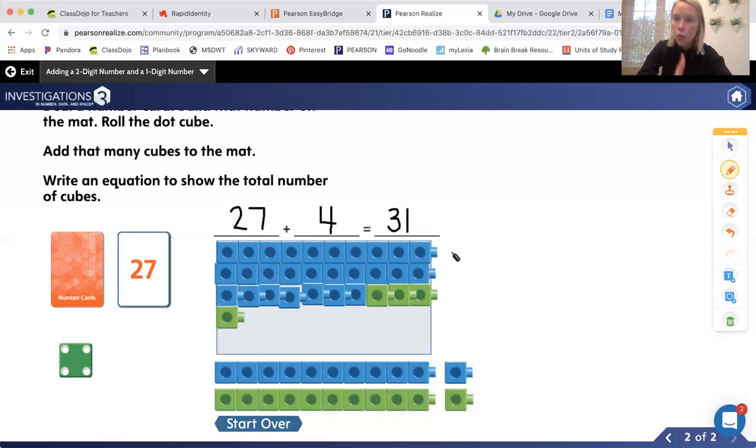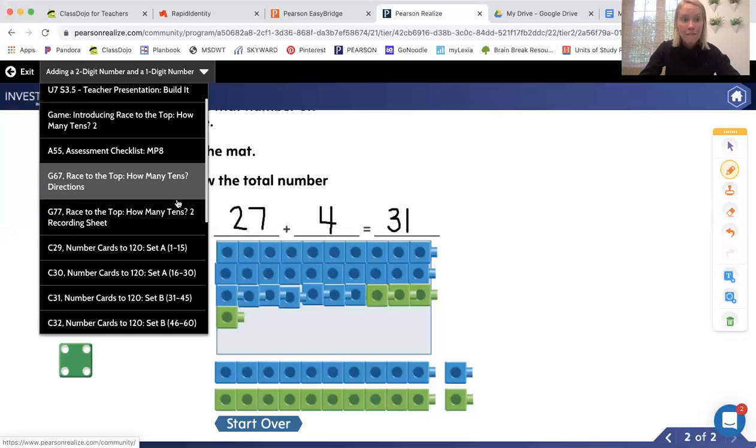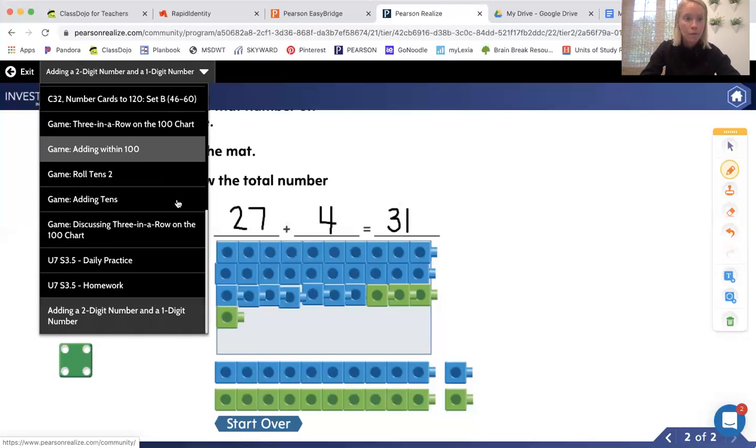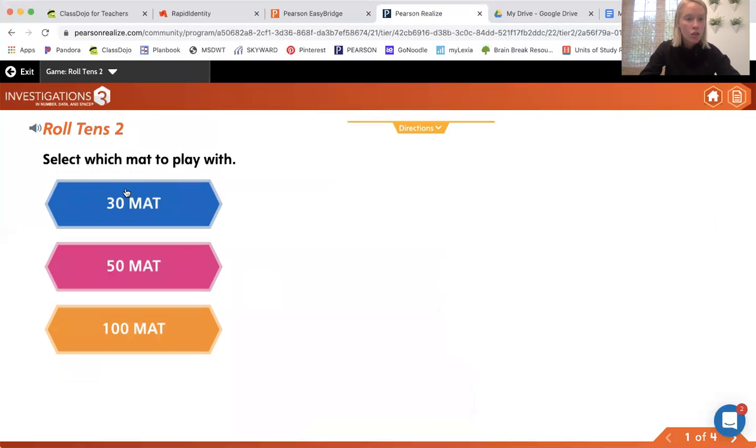I am not sure if this is a game. Actually, I think it's called Roll Tens 2 that you can play in the Game Center. So if you want to play a game that's similar to this, you can look for the game Roll Tens 2 in the Game Center. Oh, here it is. You can choose to build your numbers to 30, to 50, or you could do a really big challenge and try to do 100. If you do the 100s, Matt, I want you to message me on Dojo because I want to hear about you playing that game.